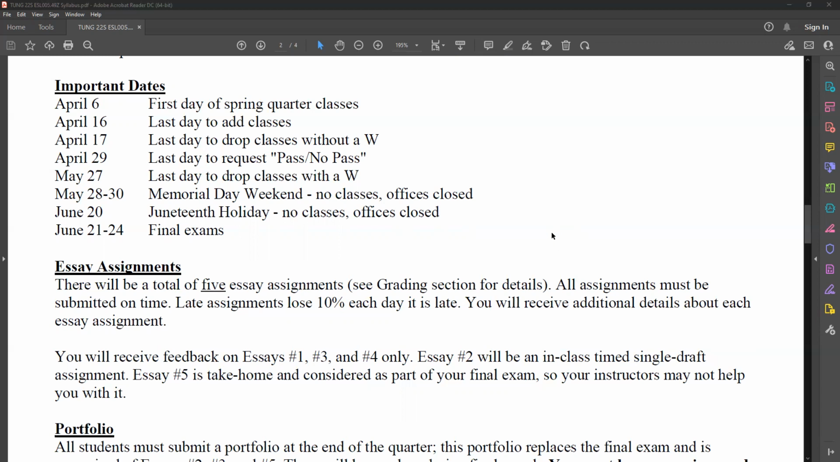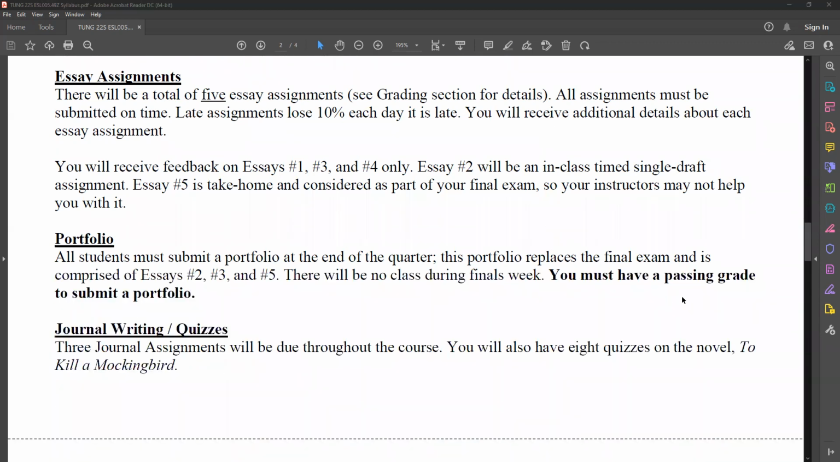Okay, and then essay assignments. I'll just go ahead and go over the general course overview. But on Monday, like I said, I'm sure you might have more questions, and I'll talk about more things in detail. And you can also explore Canvas and see how the course is structured. There will be a total of 5 essay assignments. All assignments must be submitted on time. Late assignments lose 10% each day they're late. You'll receive additional details about each essay assignment when I go over the syllabus later. We'll talk about each assignment before they're due.